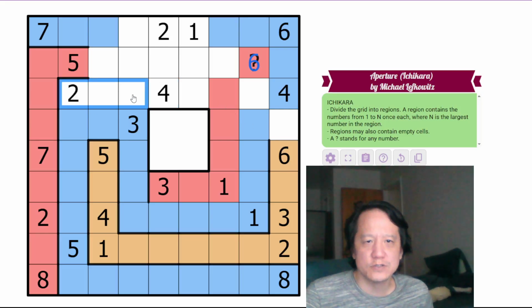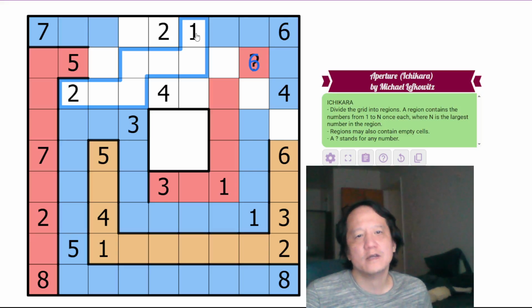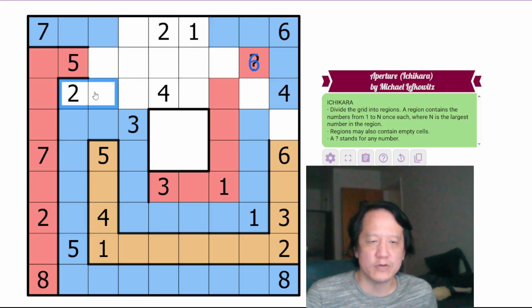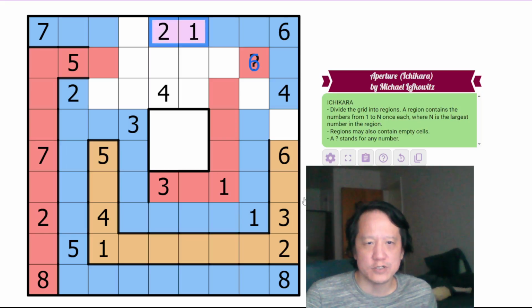This 2 needs access to a 1. Or this 2 needs access to a 1. This 2 cannot access a 1 except... If it tries to access a 1 here, it will block the blue region from connecting, if it's not part of the blue region, I should say. So this must be part of the blue region. That means red has to go there. These have to be part of the same region. That means blue has to go down this way. Red has to orthogonally connect that way, so blue has to orthogonally connect that way. So that's done there.